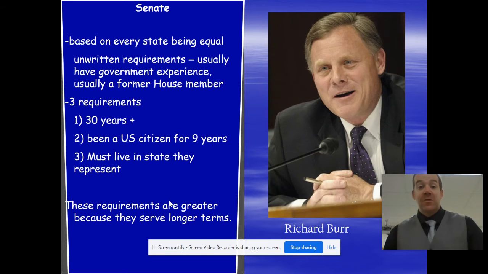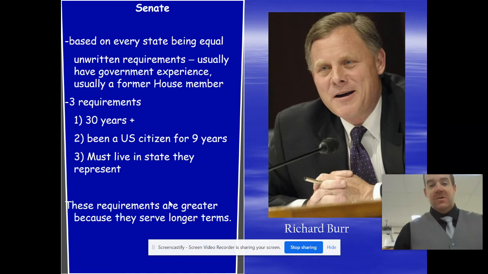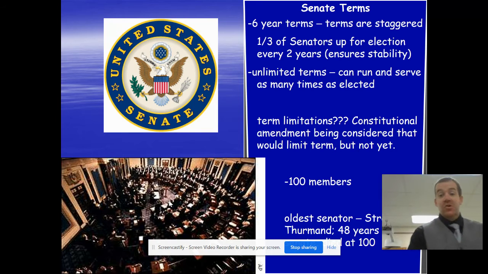You've got to be a citizen for 9 years rather than 7. And then the third requirement is the same: you have to live in the state you represent. Why are the requirements different? Well, again, because the Senate's considered the upper house, but they also get to serve longer terms. Senators' terms are 6 years. Remember, House of Representatives terms are 2 years.